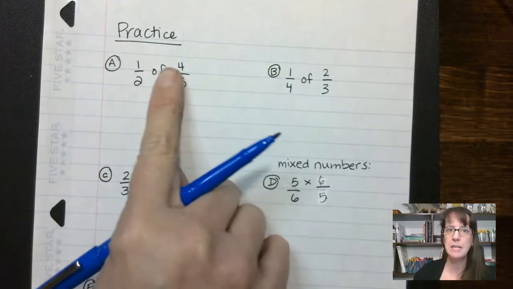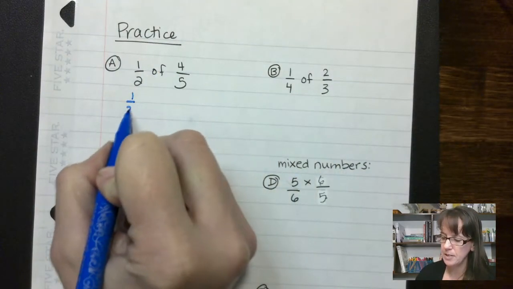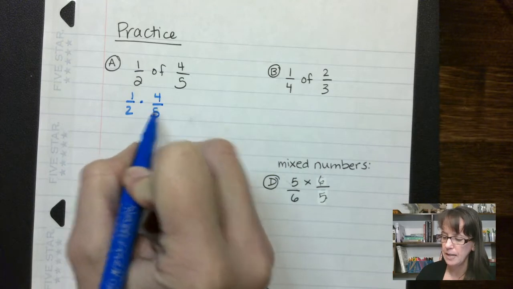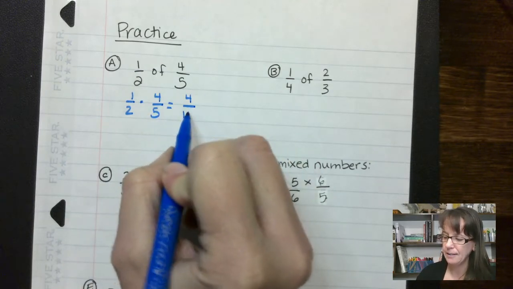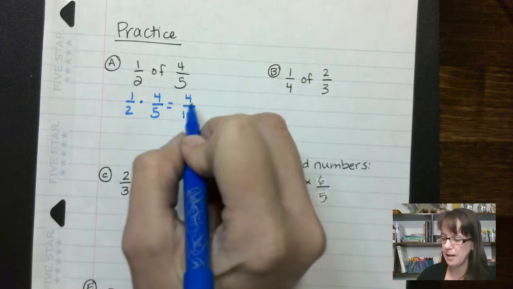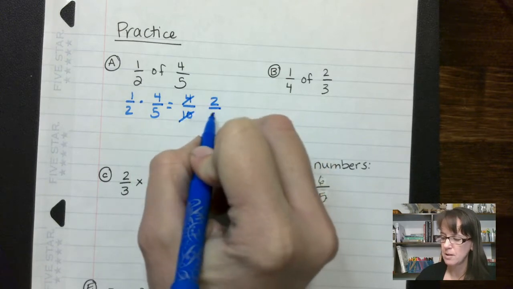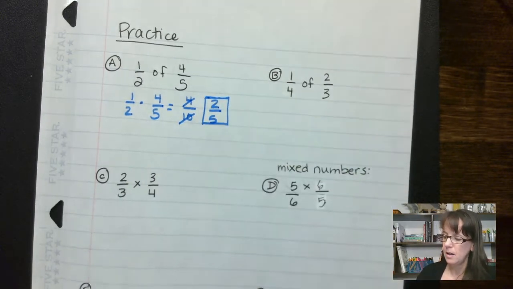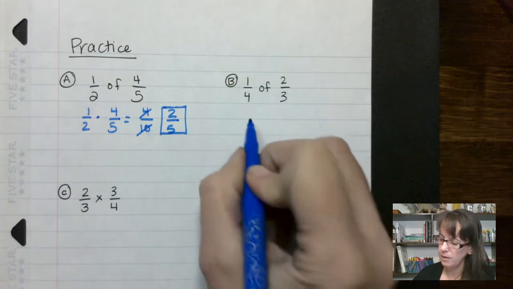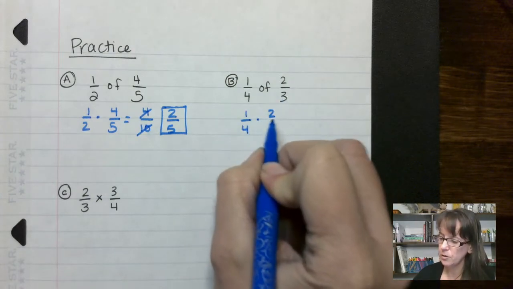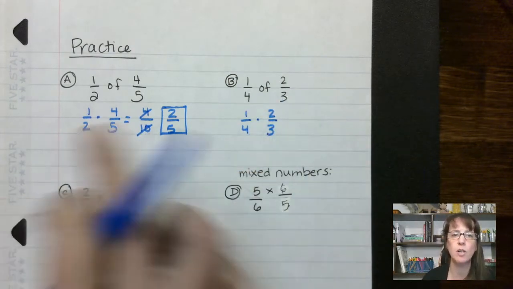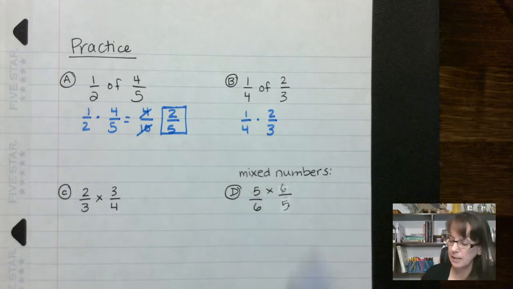Okay, so let's practice. The word of means multiply. So 1/2 times 4/5 gives us 4/10. Can we reduce that? Yes, we can cut those in half. 2/5 is our answer. 1/4 of 2/3. This one we can cross cancel. We could cross cancel back here too, but I just was making it easier.